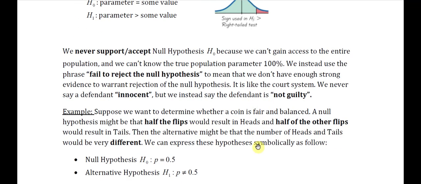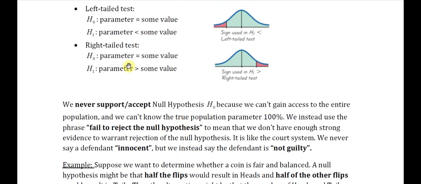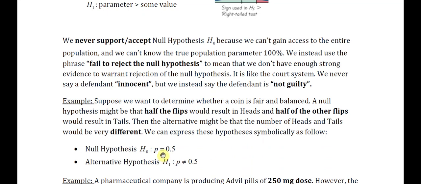For example, suppose we want to determine whether a coin is fair and balanced. A null hypothesis might be that half the flips would result in heads, and the other half would result in tails. And then the alternative might be that the number of heads and tails would be very different. And we can express this hypothesis using the symbols that we talked about here as follows.